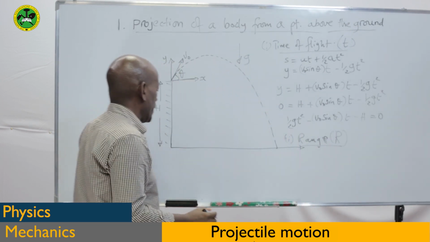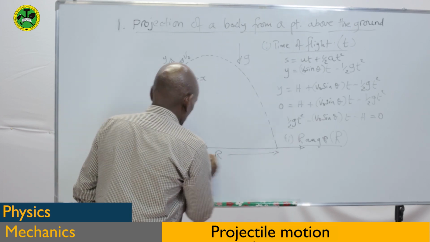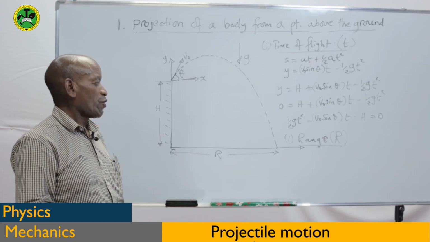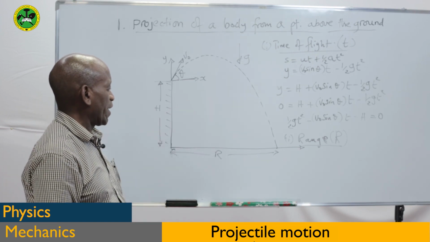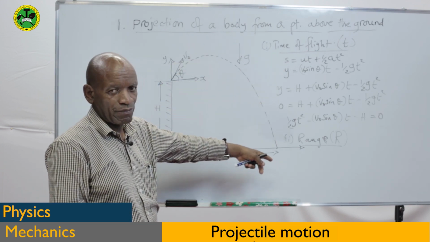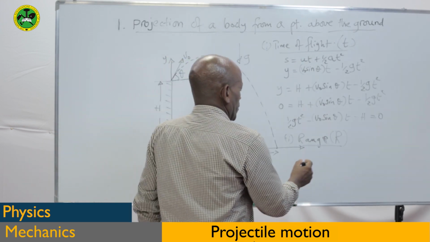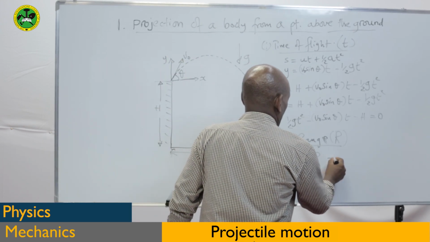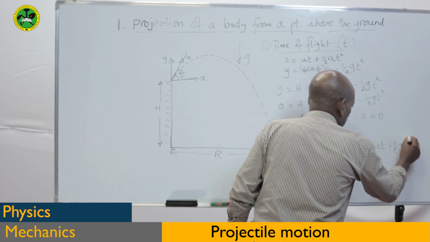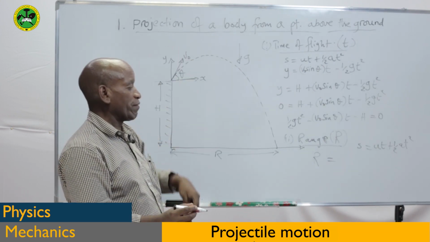The range r is the distance from the foot of the building to the point where that particular body hits the ground. So to obtain the range r, you really need to know the time of flight. Using x = ut + ½at², we now have to use the horizontal component of the velocity.